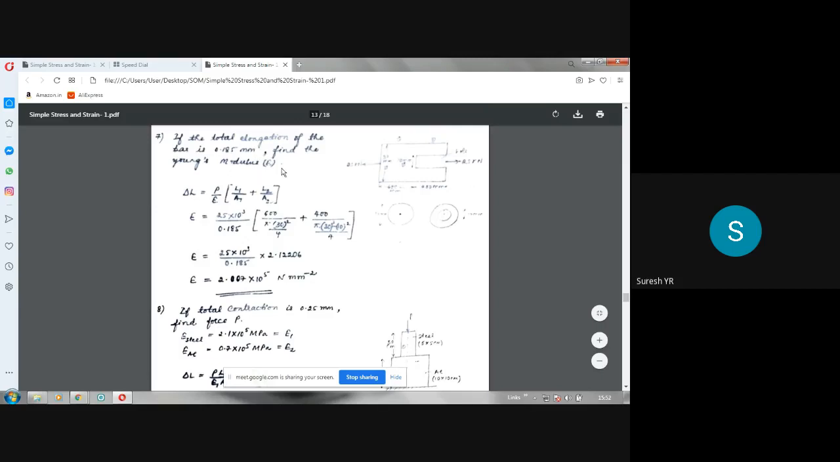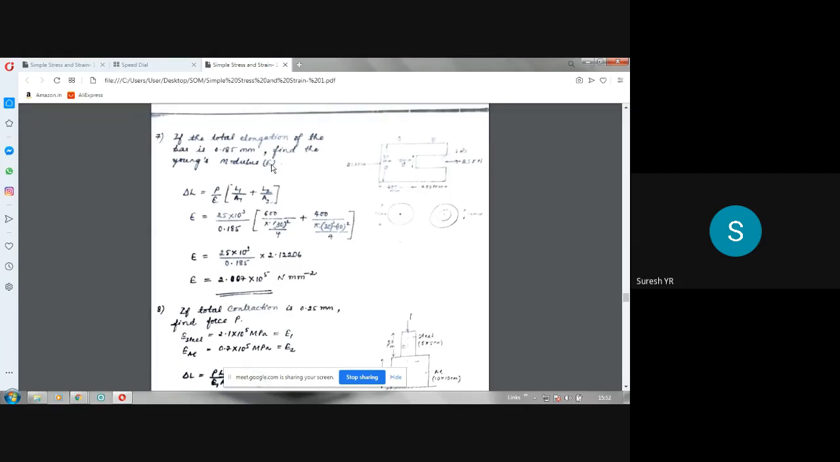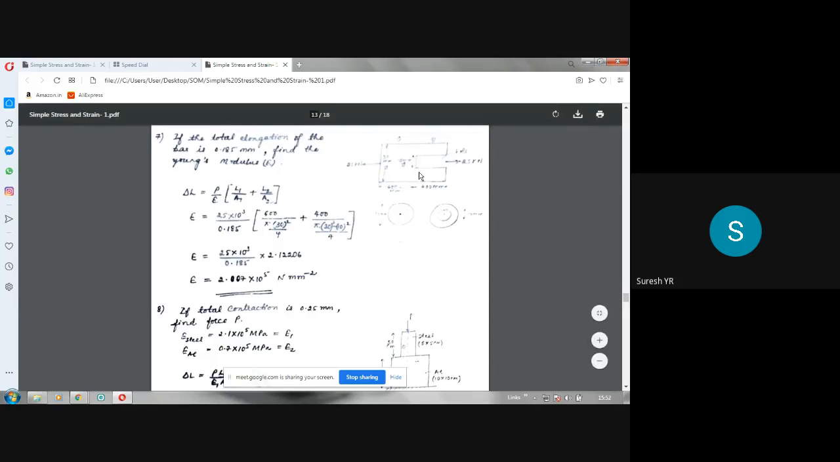Find out the value of Young's modulus. So Young's modulus value, the E value, is unknown here. E depends on the type of the material. So we have to use the same formula. We know that the total elongation delta L is given by PL by AE. So delta L is nothing but delta L1 for this portion plus delta L2 for this portion. For this portion, PL1 by A1E. P by E I have taken common because it is the same for both portions.